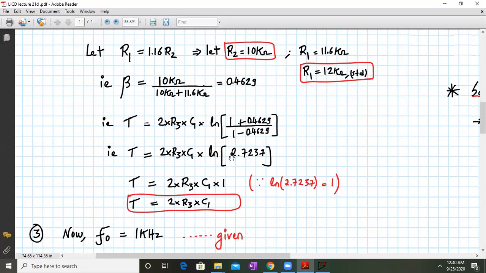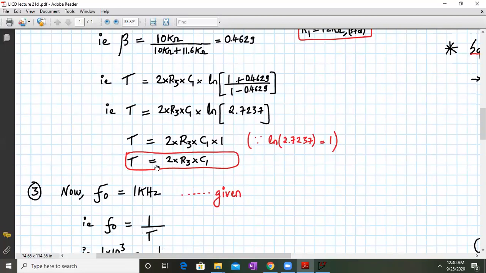Okay, so over here, for the time period, you again substitute this value of beta. If you work it out, you will get ln of 2.7237, which is equal to 1 actually. So your time period formula reduces to twice R3 into C1.